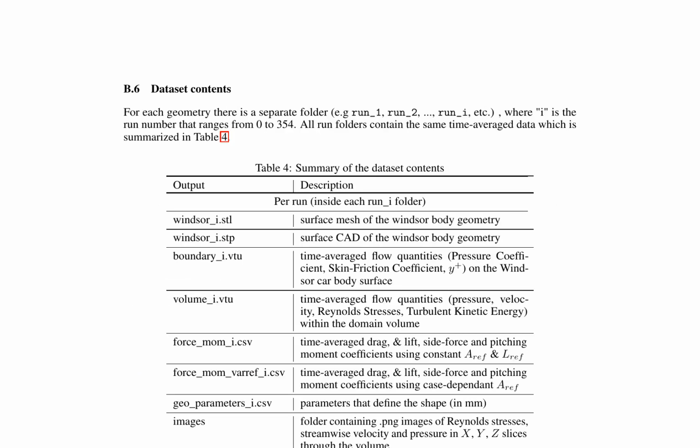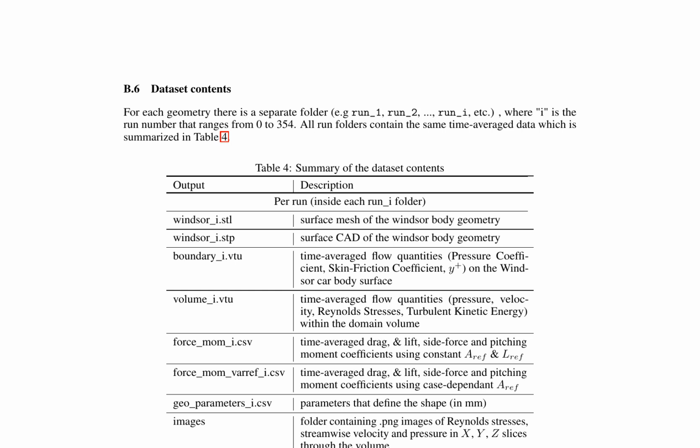The dataset contents are organized into separate folders for each geometry, with each folder containing time-averaged data summarized in Table 4. This table outlines the various files and their descriptions, including surface mesh and CAD files for the Windsor body geometry, time-averaged flow quantities on the surface and within the domain volume, and force and moment coefficients. Additionally, there are files containing parameters that define the shape, as well as images of Reynolds stresses, streamwise velocity, and pressure in X, Y, and Z slices through the volume.